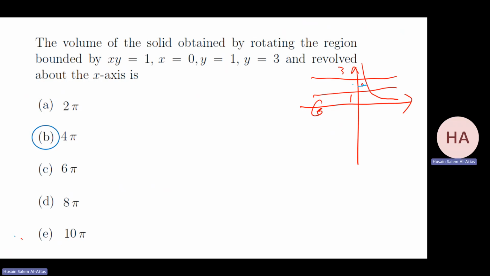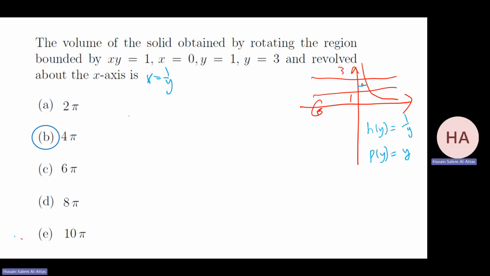So I want this parallel, so I take this. I consider x equals 1 over y. I want the things in terms of y. Okay, so h of y will be 1 over y. What is p of y? It will be y.